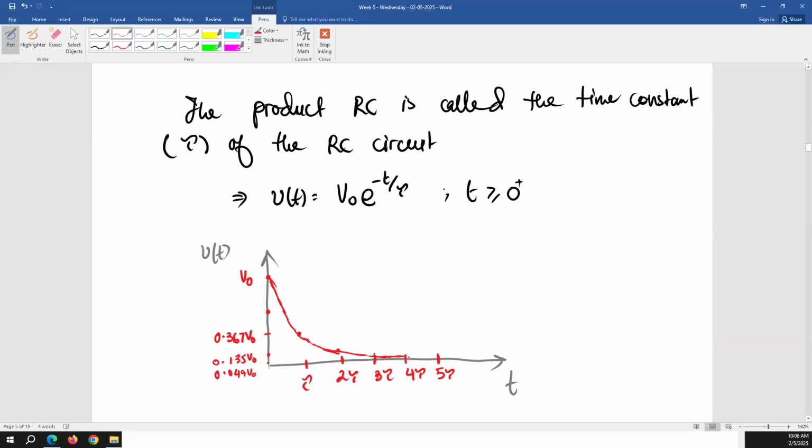And generally, when we are plotting the response, or calculating the response, or setting up a circuit, we don't run the circuit for more than 4 to 5 time constants, because the response generally drops down to 0 by that time.